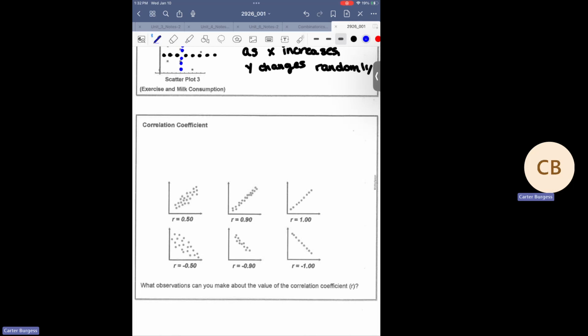Okay. So as our R gets bigger, we'll say, the data is more compact, and the correlation would be stronger.